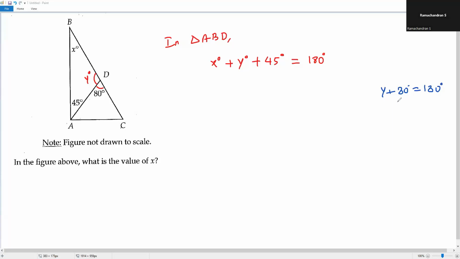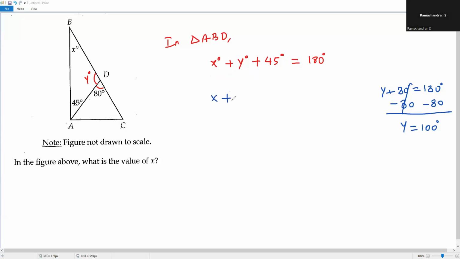Now I can solve for y. I subtract 80 from both sides, and I get y is equal to 100 degrees. If I subtract 80 from 180, it will be 100 degrees. So now I got the value of y. I can plug the value of y into this equation and solve for x.